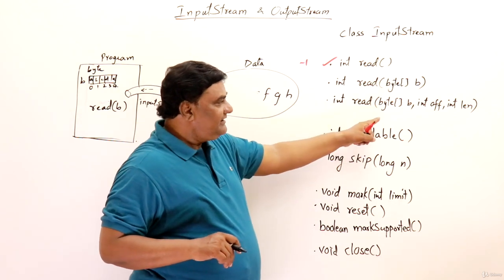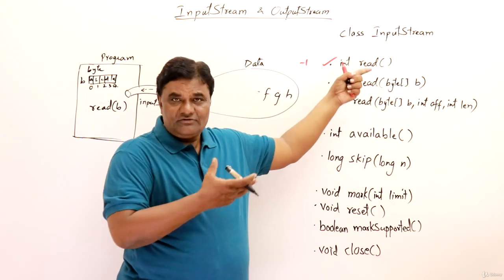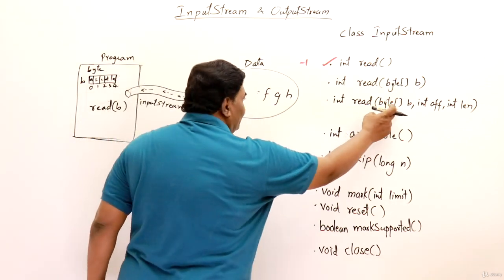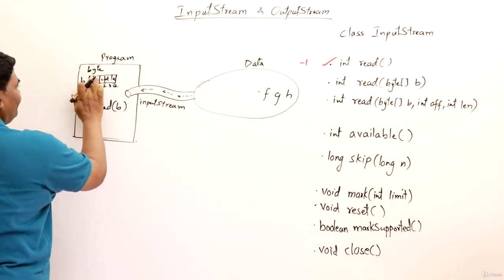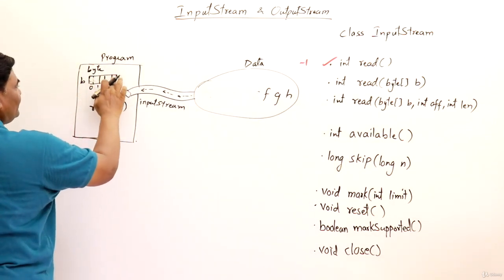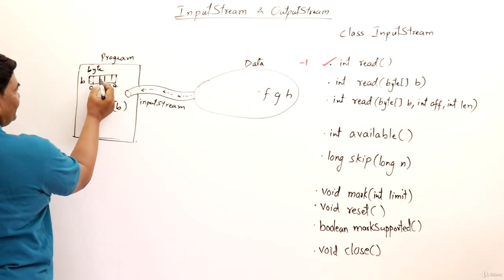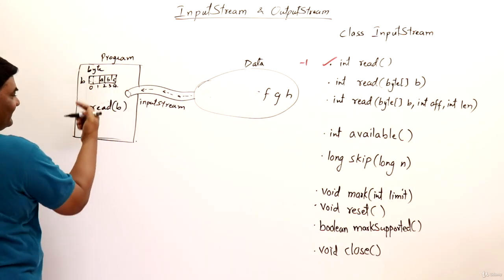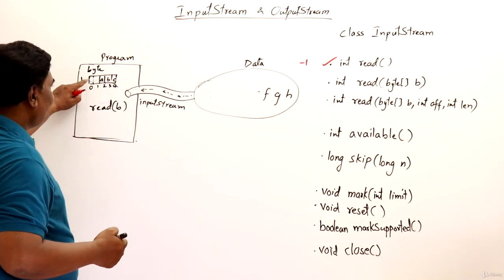Then there is one more read. This is also similar to the second one. But the only thing is, inside this array, you can mention from where you want to read the data. So you can mention the offset. You can mention here, I want to fill the data from here onwards. You can mention the offset in this array if you don't want to start from the beginning.